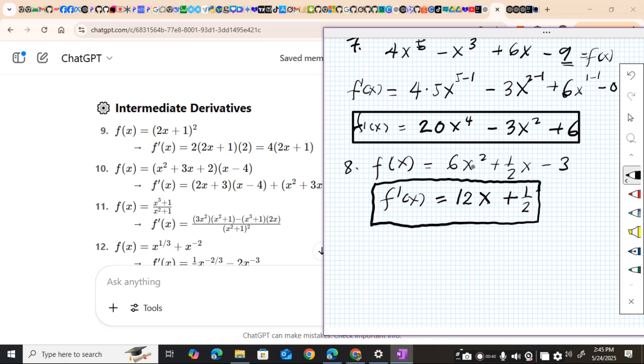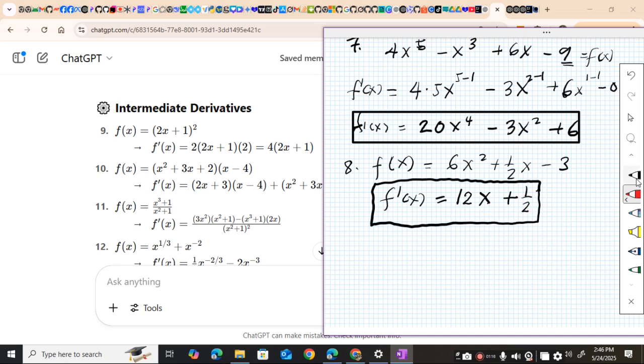Now, the power rule states that we have to bring down the power, which is 2. So that's 6 times 2, which gives us 12. Now, how about the other expression, 1 half x? We have to bring down the power of x, which is 1, and then subtract 1 from the power, so it effectively becomes 1 half times 1, and the x is raised to 1 minus 1, so that's x raised to 0, so it is just 1. So we have the final form, which is 12x plus 1 half.